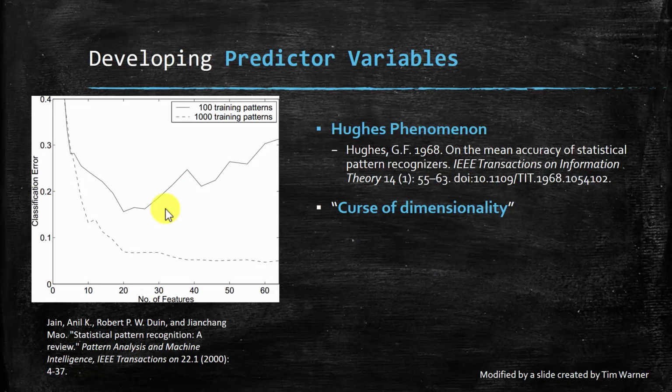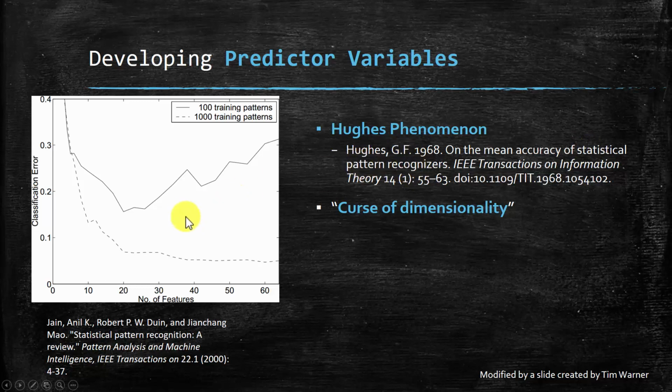Okay, so why is this an issue? This was documented in what's known as the Hughes phenomenon, or curse of dimensionality, which was originally mentioned in this paper by Hughes from 1968, "On the mean accuracy of statistical pattern recognition."